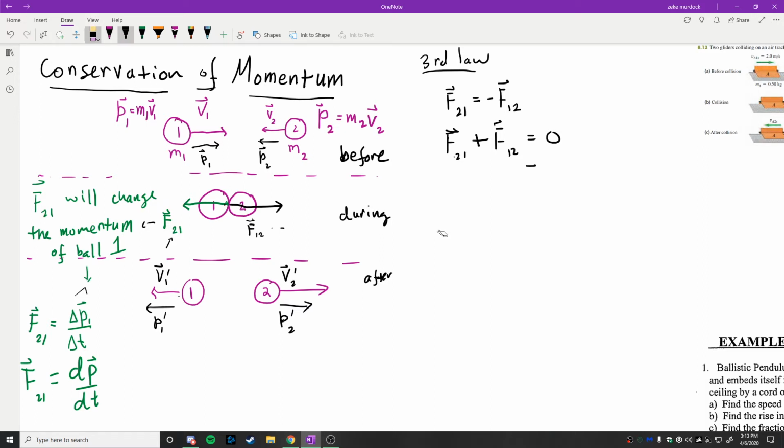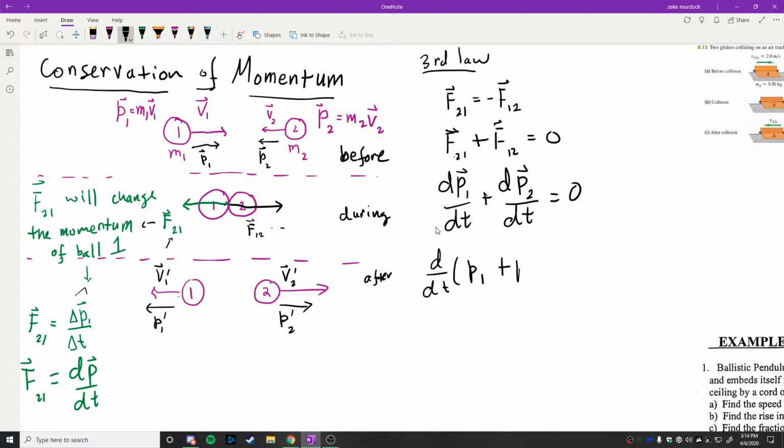This is going to be the rate of change of the momentum of ball 1, plus the rate of change of the momentum of ball 2. And these are both vectors, of course. Now, this equation can be written like this. We can write it as d/dt of (P1 plus P2) is equal to 0.